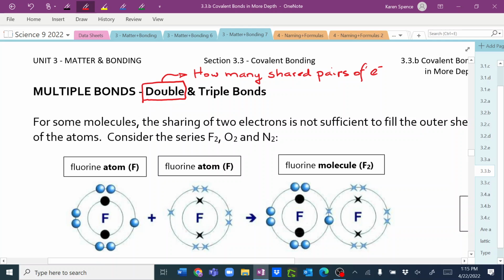So in a double bond, how many shared pairs of electrons do we have? We have 2. In a triple bond, the number of shared pairs is 3.